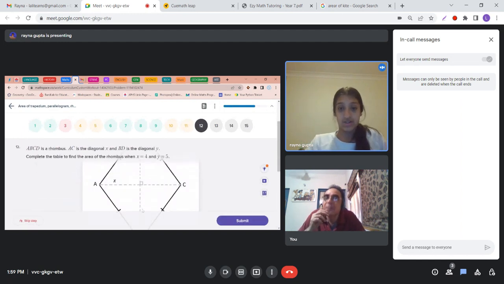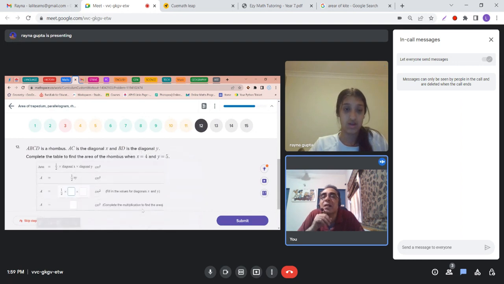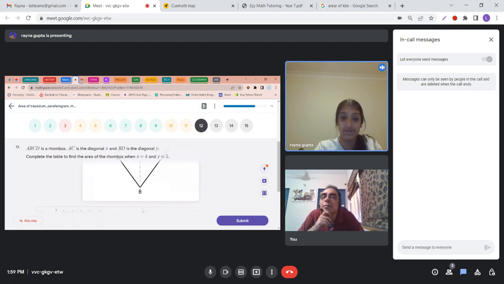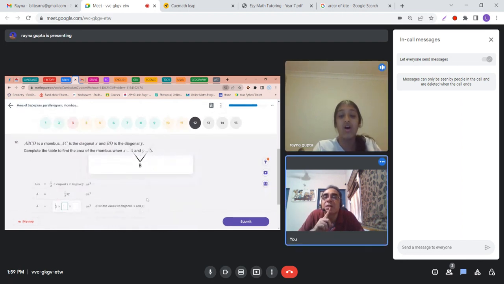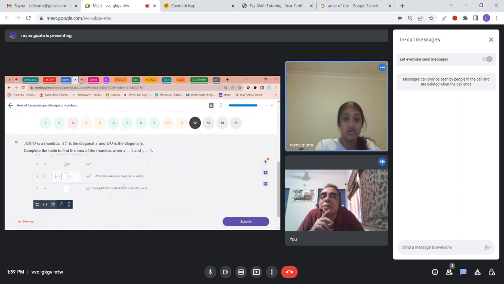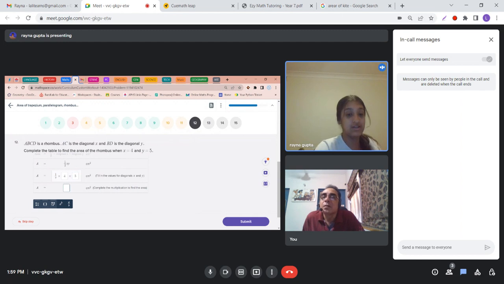So this is the next question. ABCD is a rhombus. AC is a diagonal. BD is a diagonal of triangle. So the first diagonal is X and Y. Its measure is given over there, 4 and 3. Oh, yeah. X equals 4. So Y equals 5, or 3? 4 times 5, so it will be 10.